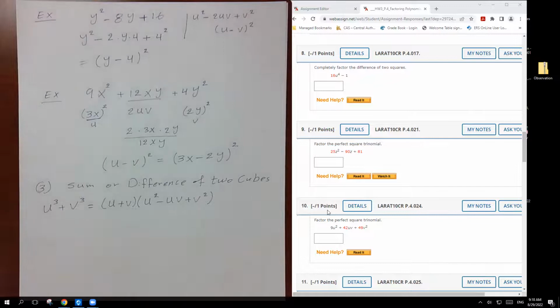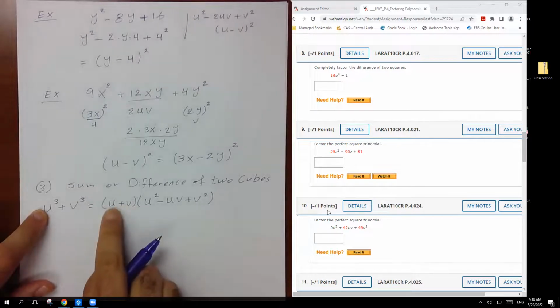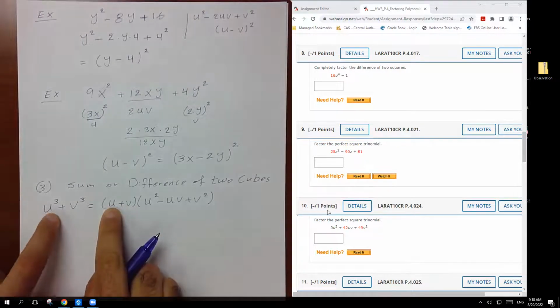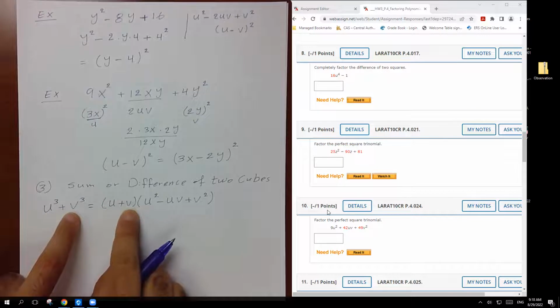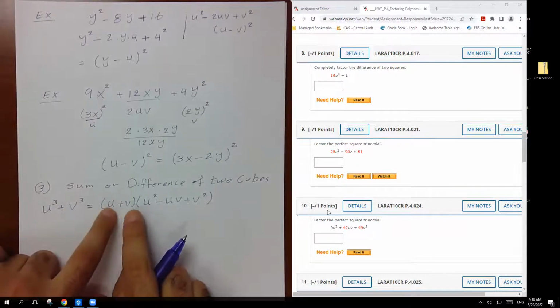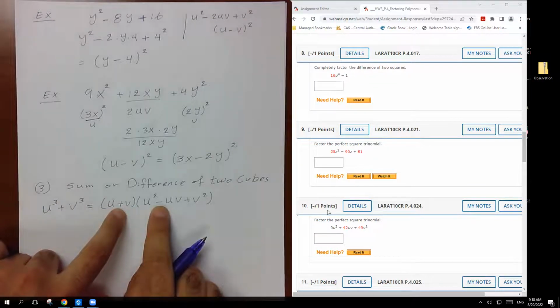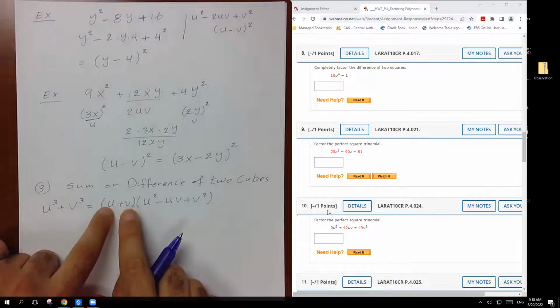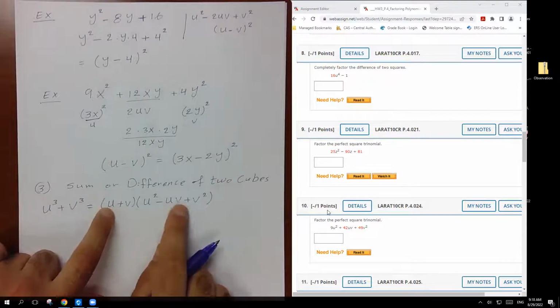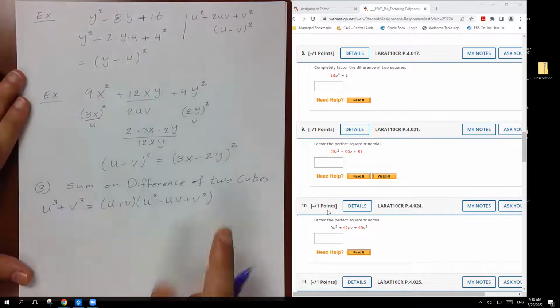So here is the whole rule. You're just going to go ahead and use it. The first parentheses is going to be the cubic root of the first term plus the cubic root of the second term. You're going to open another parentheses: the first one squared, minus, opposite the sign, the first one times the second one, so it's u times v, then the second one squared. This is the whole rule.